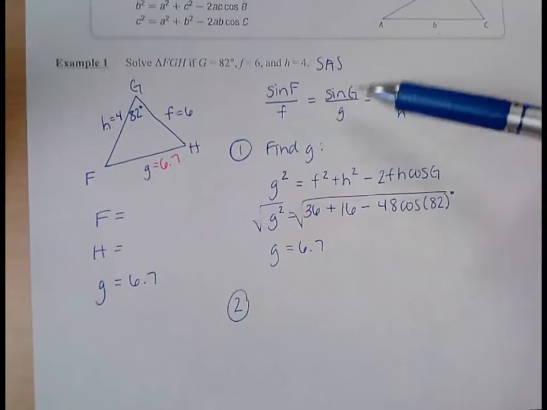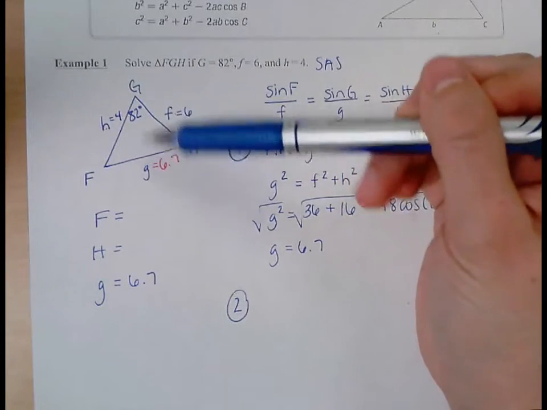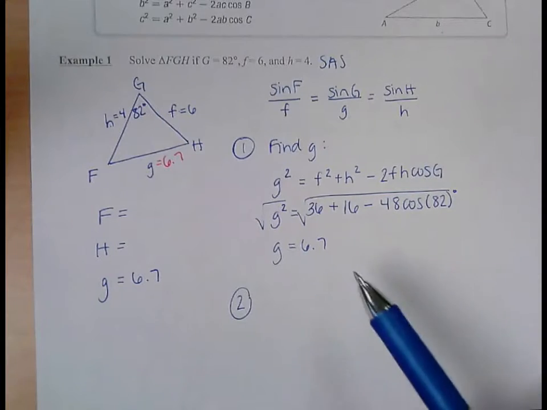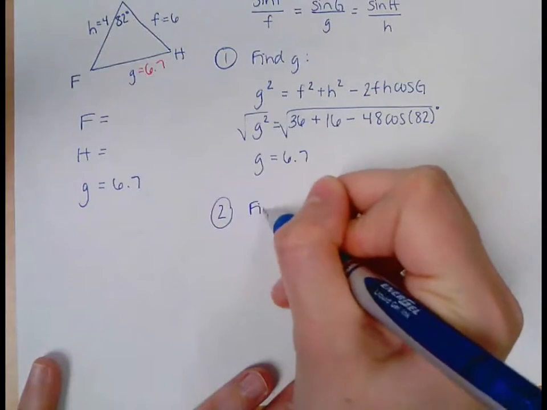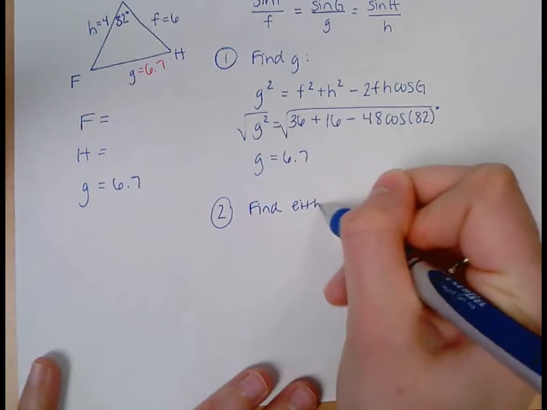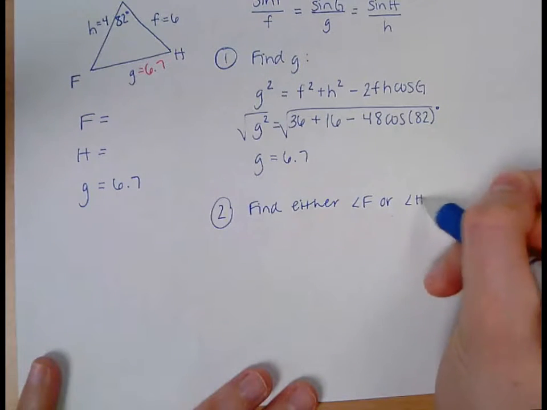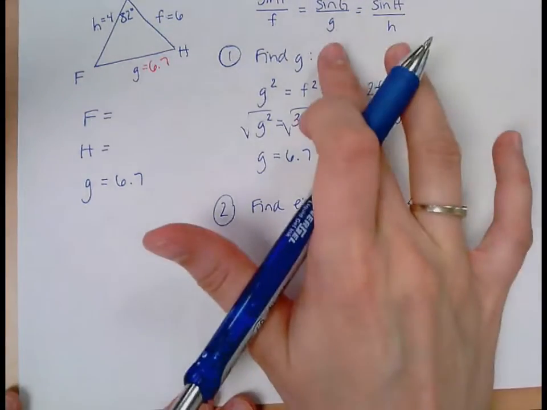Because now, the entire reason we couldn't use law of sines before was we didn't have side G to have that full ratio. Now we do. So now for step 2, I can use law of sines to find one of my missing angles. I'm just going to put here for step 2, find either angle F or angle H. It doesn't matter which one you find first. I'm just going to choose to find F first, go alphabetical order.